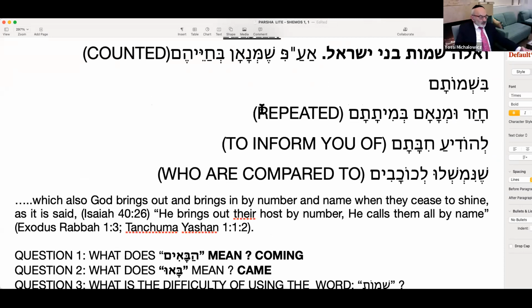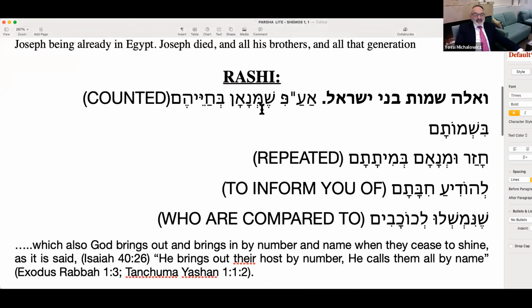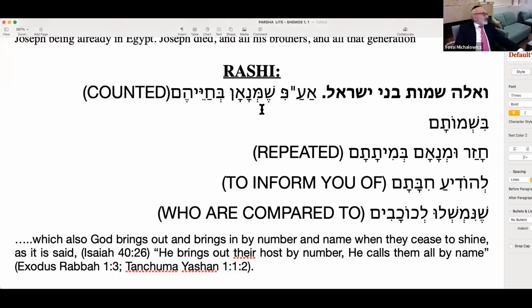So we know those who did not keep their names, they were out of the game. Now, and that's why they're like stars. That's why they're so precious to Hashem. A star always keeps its name.